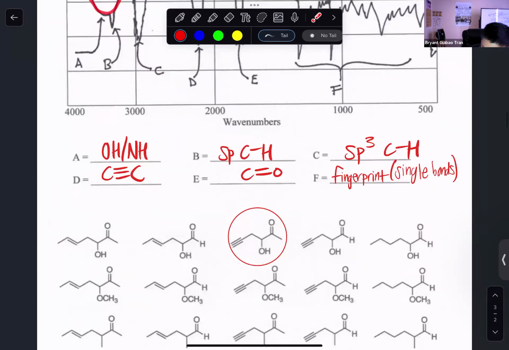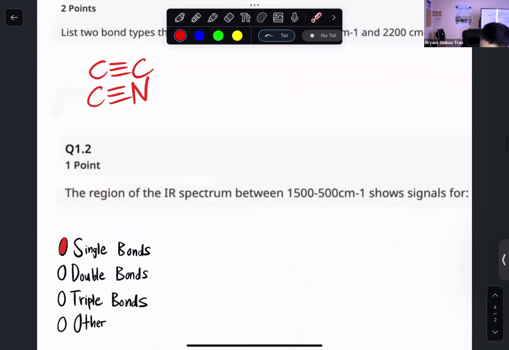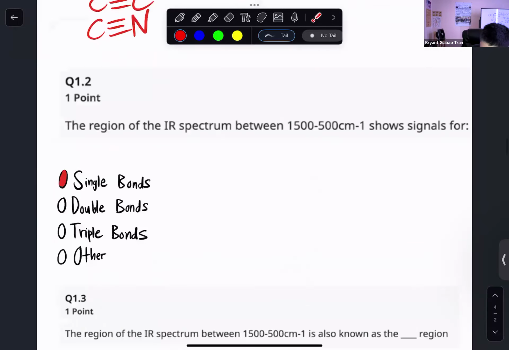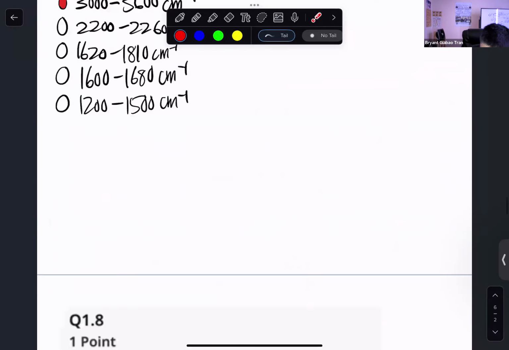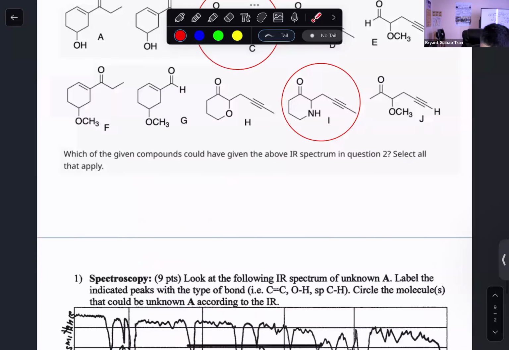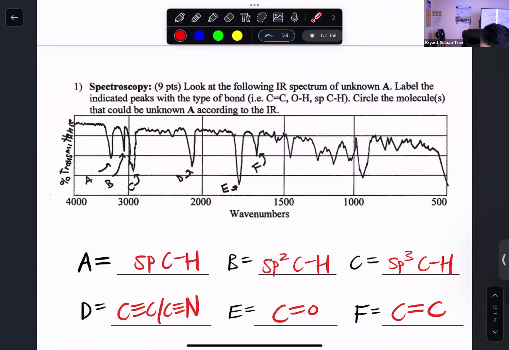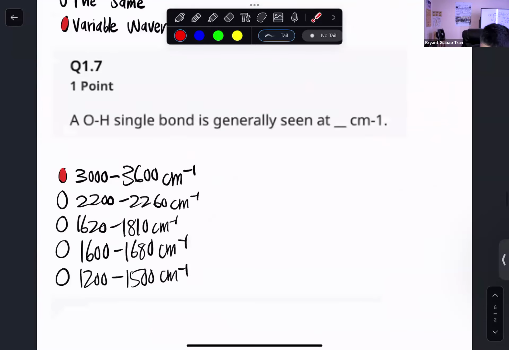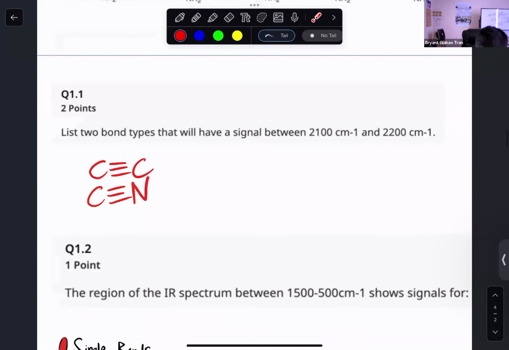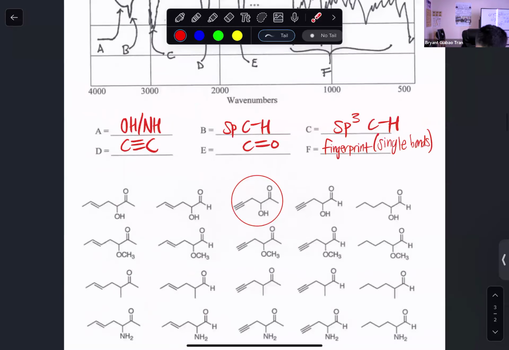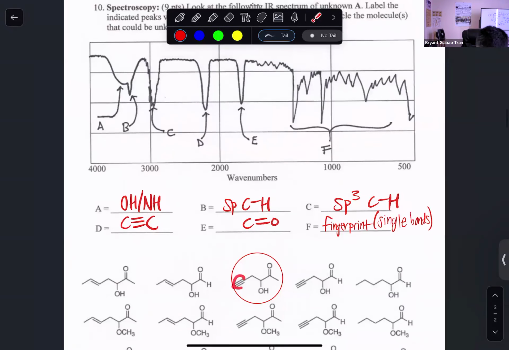Okay, so let's keep going. This structure is the correct structure because we have the C triple bond C present. We have the sp CH present, the terminal alkyne. We have the carbonyl present, and we have the alcohol present.